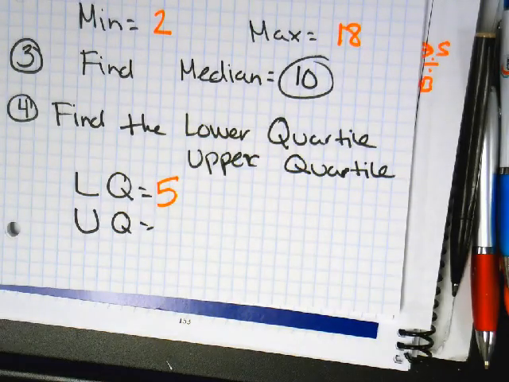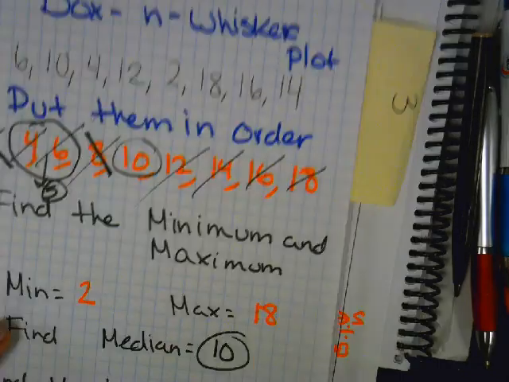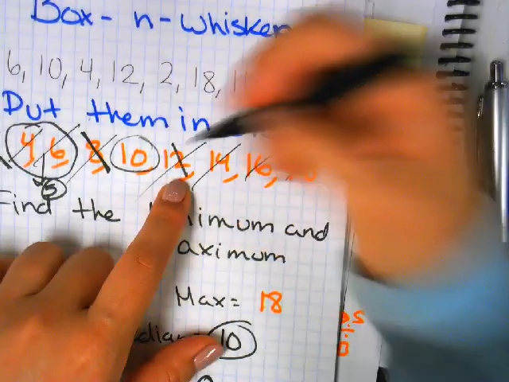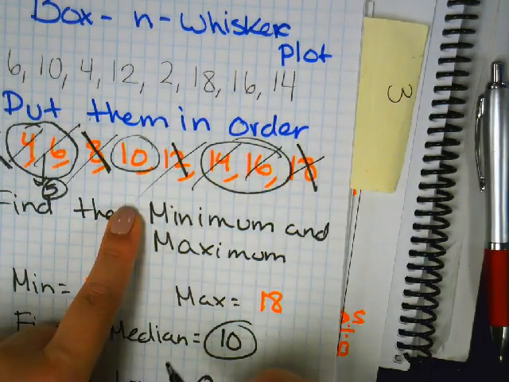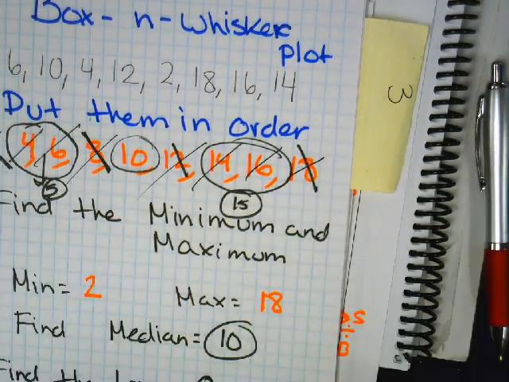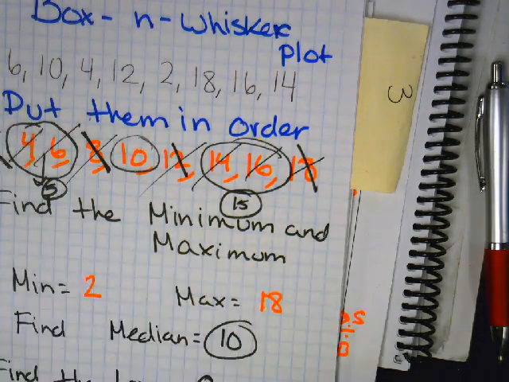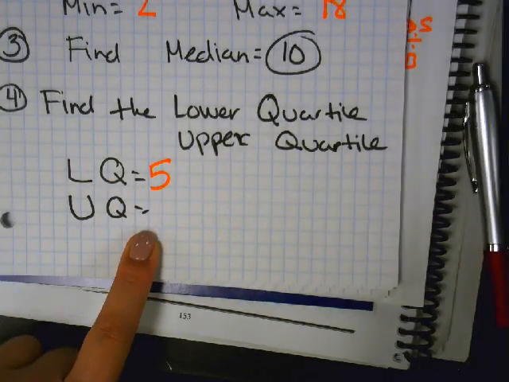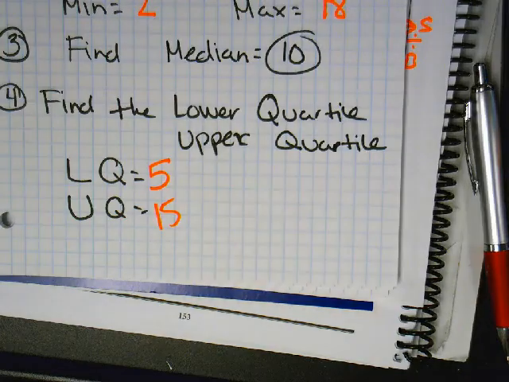Upper quartile is what's in the middle of the upper part. Let me double check. So cross out the 12. Cross out the 18. What's in the middle of 14 and 16? 15. So you're finding median again. So you find median actually 3 times here. So upper quartile is 15. Yay. We're not done.